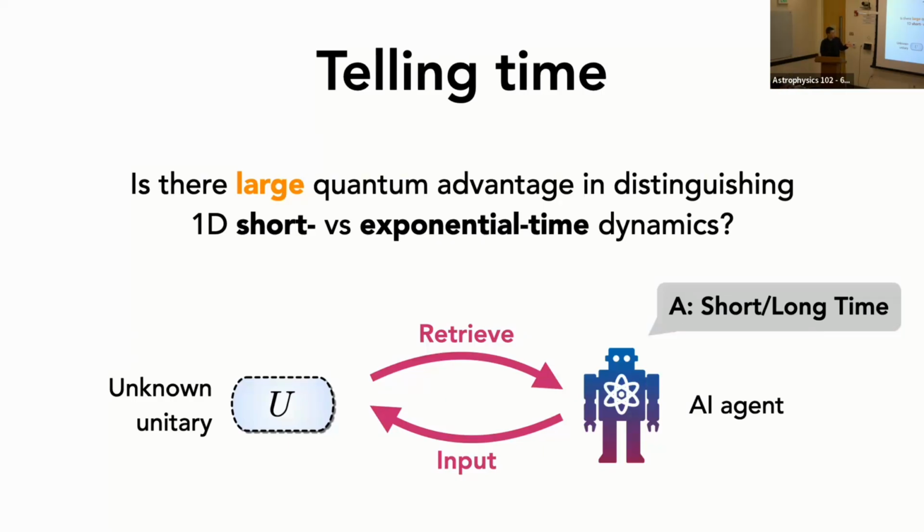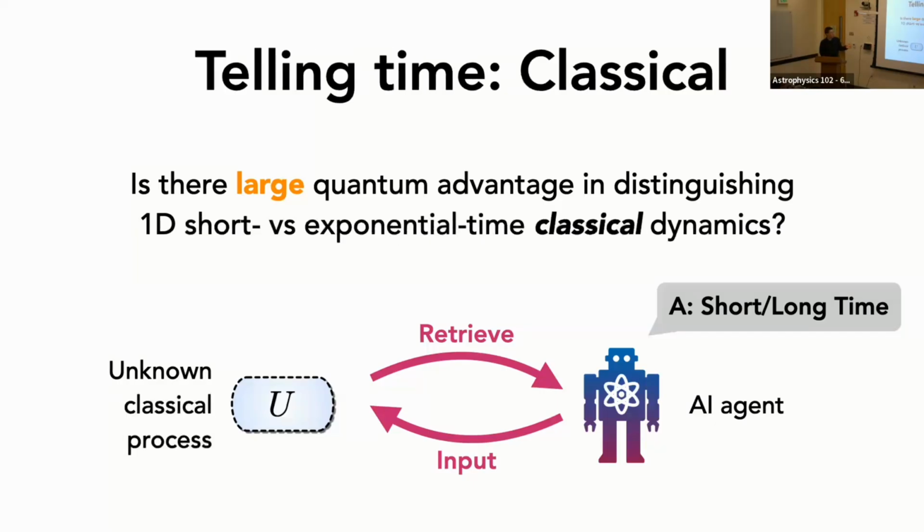We can specialize this into two specific setups. The first, we can ask the question for classical dynamics and look at what happens. And then we can ask the same question for quantum dynamics. Let's look at the case of classical dynamics. The unknown unitary is just an unknown classical process. One could think of it as a reversible classical circuit. So there's only classical dynamics.